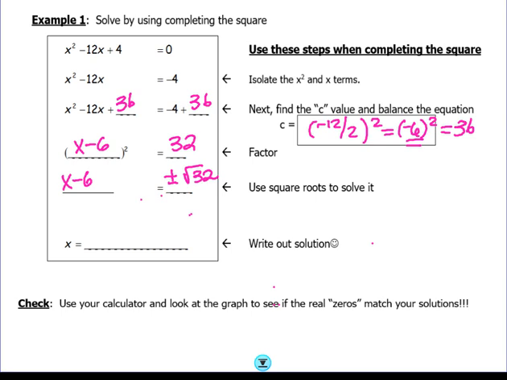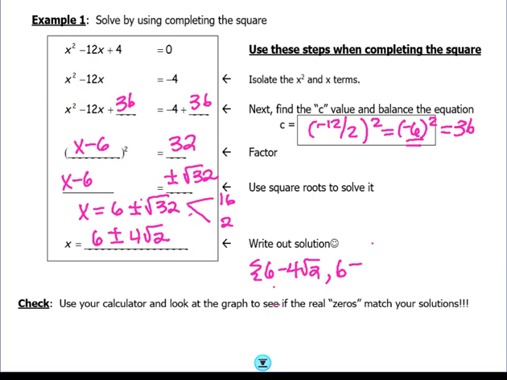All right, and then we're just going to add 6 plus or minus the square root of 32. But we need to simplify 32. 32 is 16 times 2. So this is going to simplify to 6 plus or minus 4 square root of 2 is your final answer. So my two answers are 6 minus 4 square root of 2 and 6 plus 4 square root of 2.